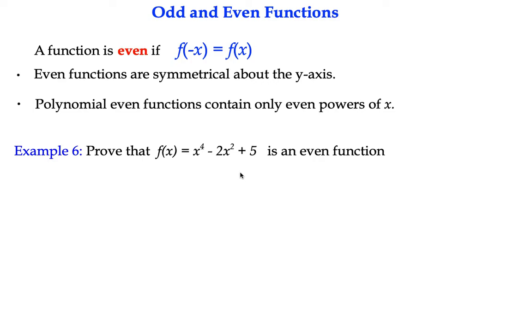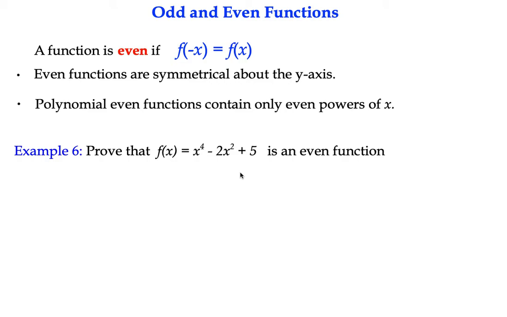Okay, we're on example 6 in our functions and graph topic. We've had a look at inverse functions and modulus functions, and we're going to have a look at odd and even functions. Interesting idea, an odd function and an even function. So what is that all about?